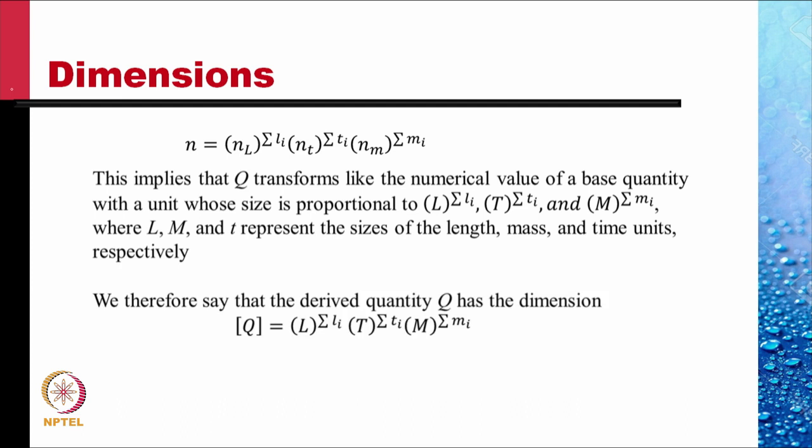We therefore say that the derived quantity q has the dimension L raised to power summation l_i, T raised to power summation t_i, and M raised to power summation m_i. This follows directly from requiring that the relative values have absolute significance.